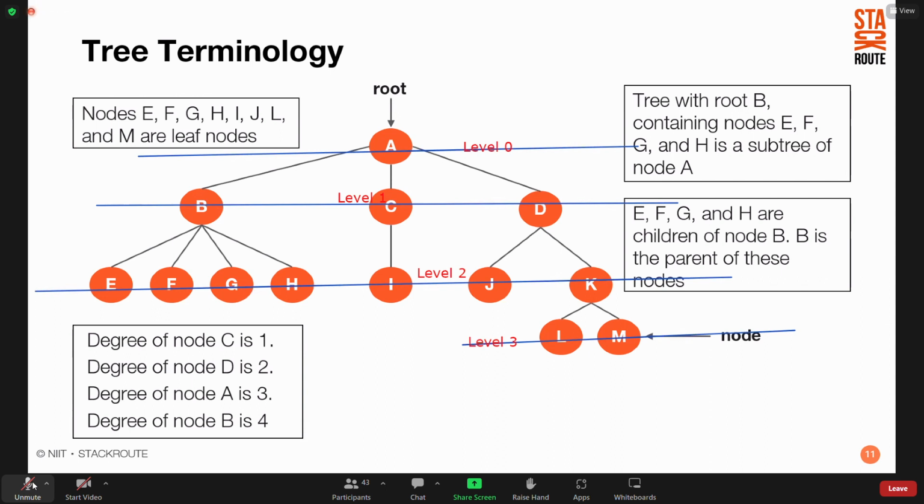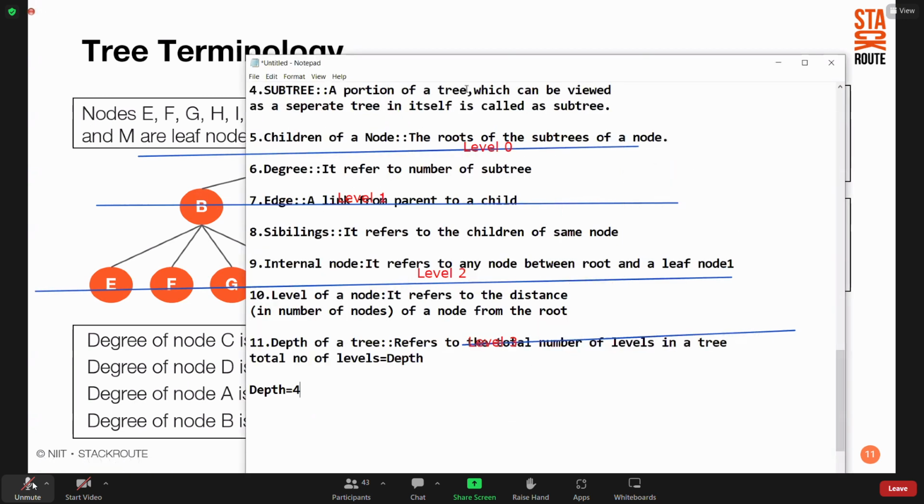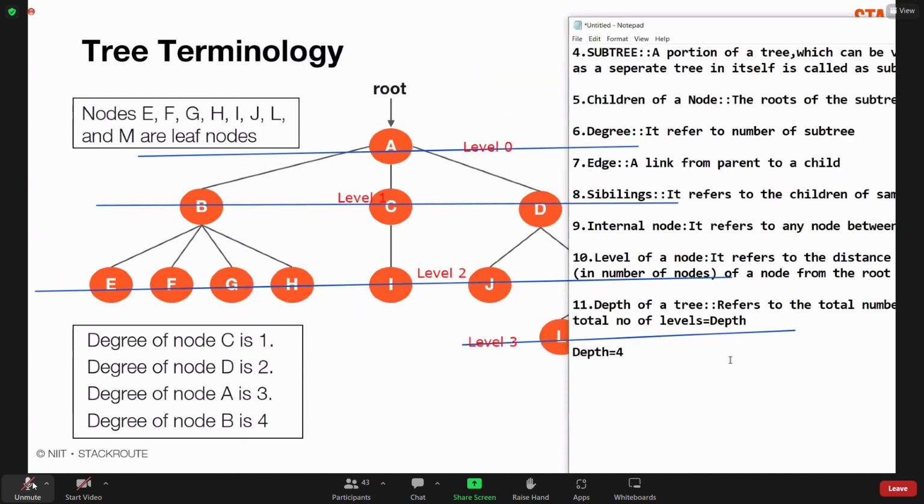So the root node will be of level 0. There will be only one node in level 0. There can be any number of nodes in level 1, and so on for level 2, level 3, followed by any number of levels. So level is for each node based on this index representation. Whereas the total number of levels available in a tree is called the depth of the tree. If you count, I have 4 levels, so the depth of the given tree is 4. Whereas degree is the number of subtrees.